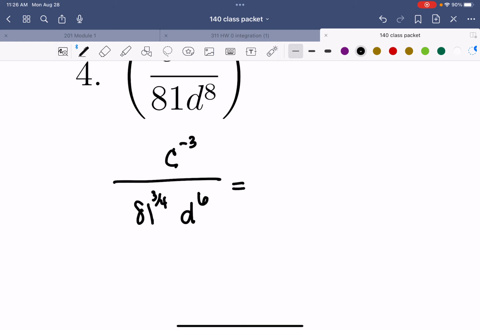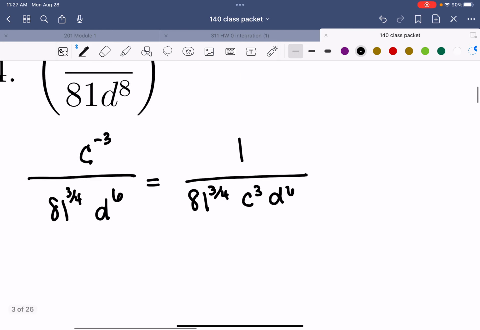Okay, now the only negative exponent I have is in the numerator, so that means that c is in the wrong spot. So I've got 81 to the 3/4. I'm going to move that c down. Now, keep in mind, we typically do numbers first and then our letters in alphabetical order. So the c will come before the d, so it will be c cubed and then d to the 6th. Now, I don't have anything in the numerator, so I hold that spot with a 1.